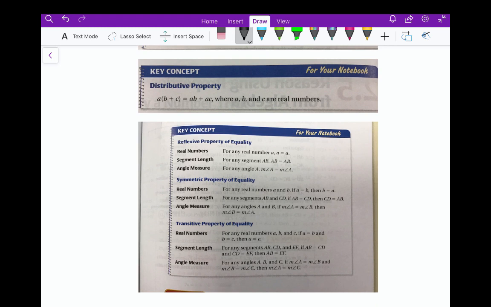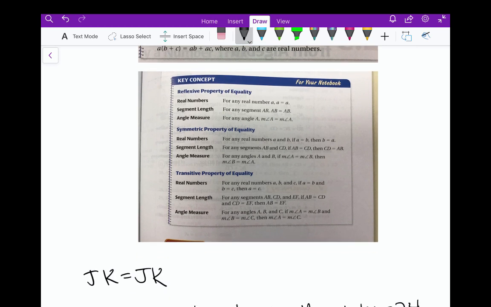Distributive property, we should know this. If you have a quantity times the sum or difference of a quantity, your answer is going to be AB plus AC. Okay, the reflexive property is that for any real number, A equals A. For any segment, AB equals AB. So in other words, it equals itself.